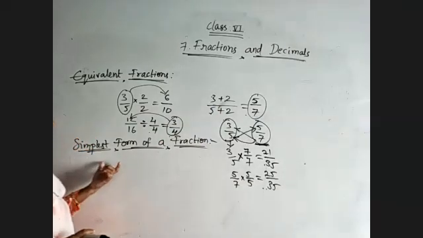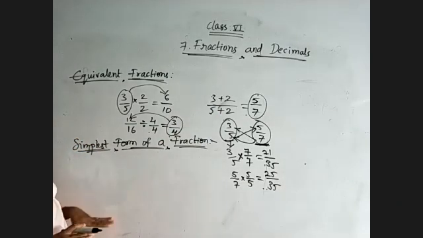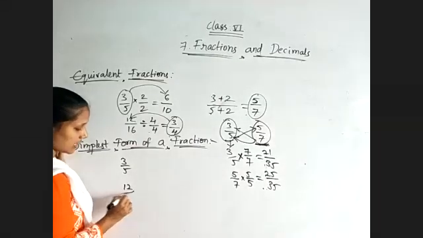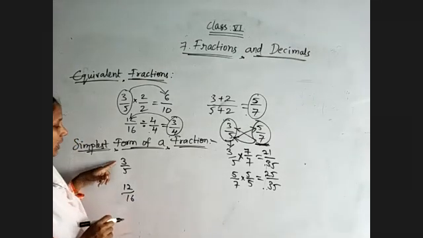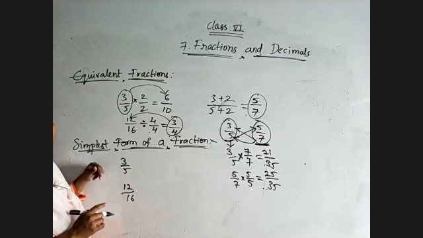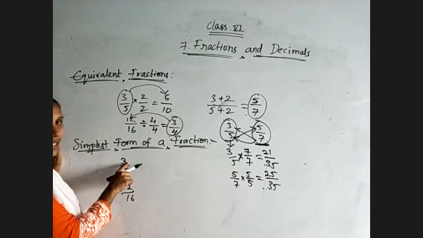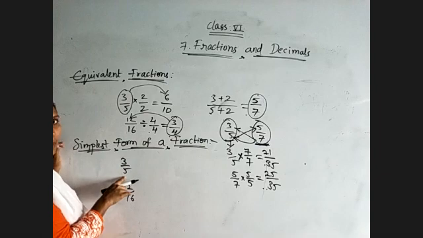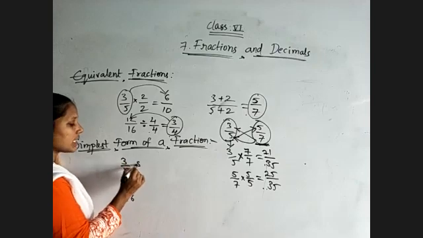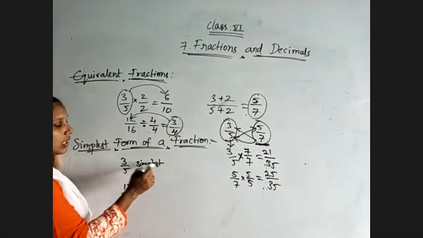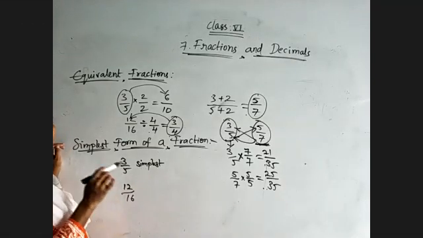Okay, now coming to the simplest form of a fraction, or lowest form, or standard form. Now consider the same fractions, 3 by 5 and the next fraction 12 by 16. See, if the numerator and denominator don't have any common factor except 1, then they are said to be in lowest form. Factors of 3 are 3 and 1, because it is a prime number. Factors of 5 are 5 and 1. It is also a prime number. So only 1 is the common factor for these two. So it is already in the simplest form. That means if the HCF of the numerator and denominator is 1, then it is in the simplest form, standard form, or lowest form.